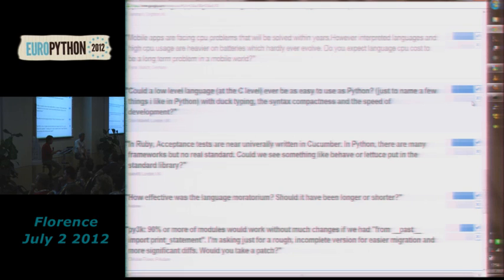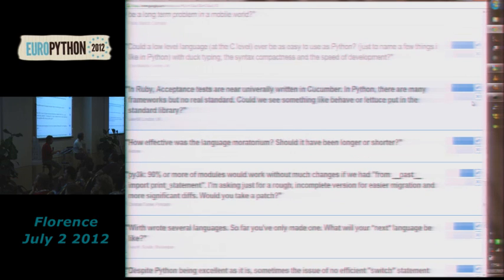Okay. In Ruby, acceptance tests are nearly universally written in Cucumber. In Python, there are many frameworks, but no real standard. Could we see something like behave or lettuce put in the standard library?